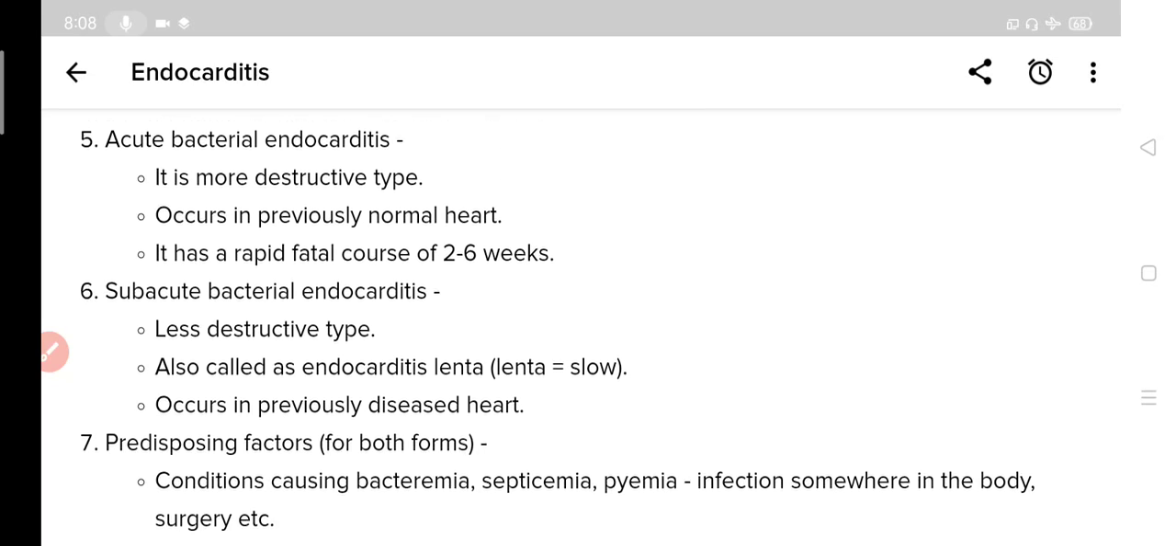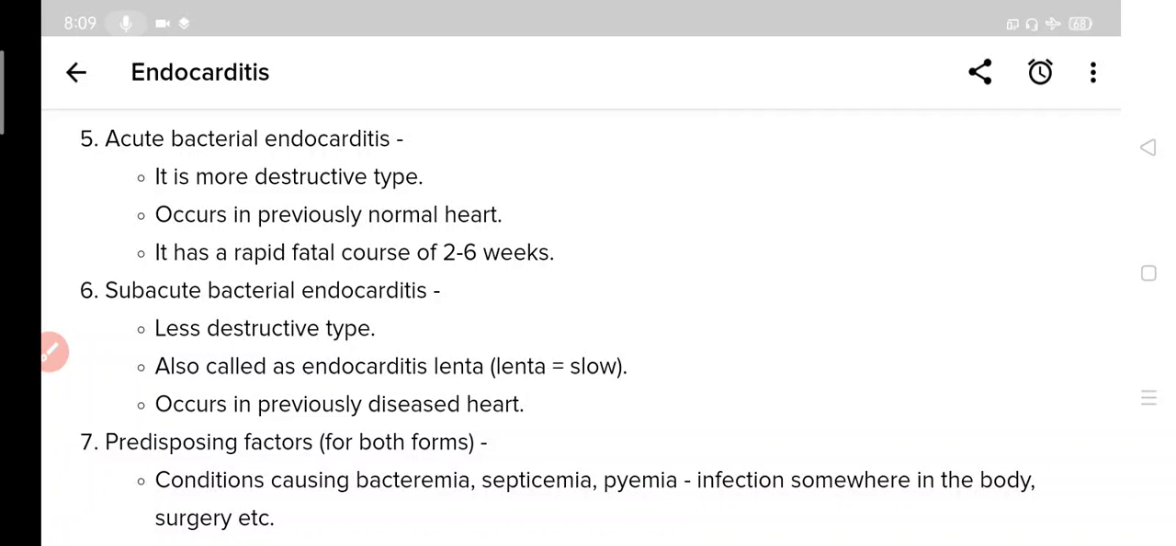Now, coming to the first clinical form, acute bacterial endocarditis, it is the more destructive type. It occurs in a previously normal heart, and it has a rapid fatal course of 2 to 6 weeks. It is more aggressive than the subacute type, and within 2 to 6 weeks from being infected, a person can die if proper treatment is not given. So, only 2 to 6 weeks pass from infection to death.